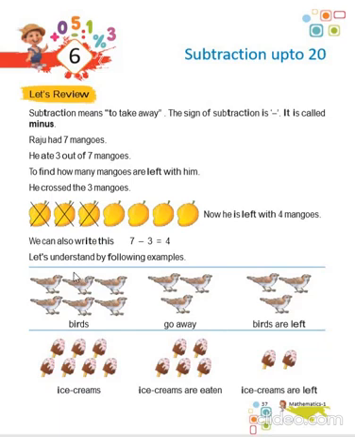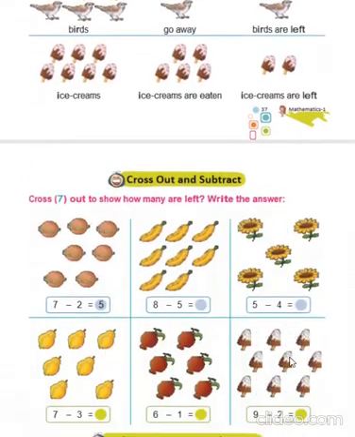Now look at the following examples. There are 6 birds. Out of these 6 birds, 3 birds fly away. So how many are left? Only 3 birds will be left. Suppose someone has 6 ice creams, and if that person ate 5 ice creams, then how many ice creams will be left? Only 1 ice cream.